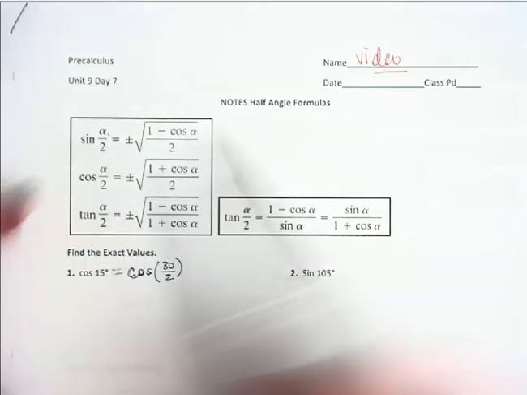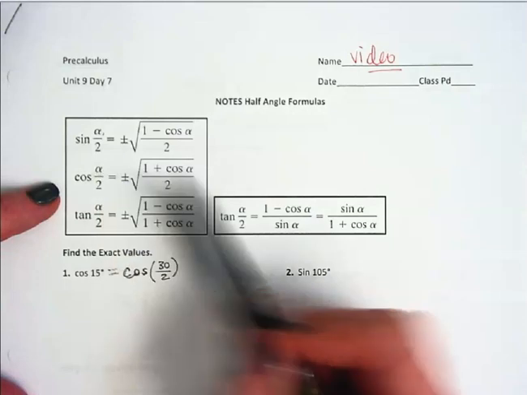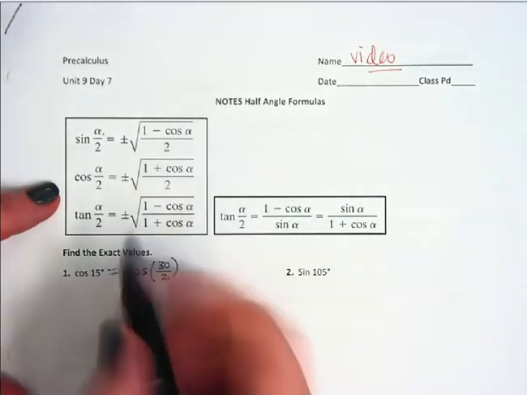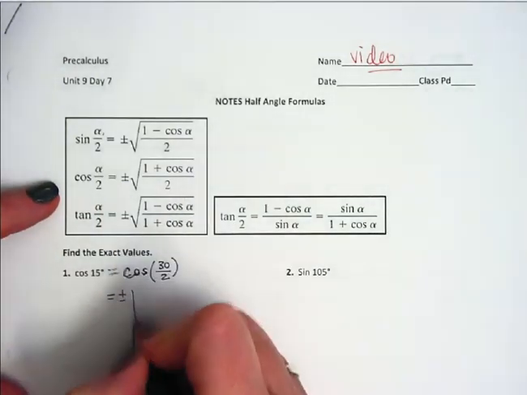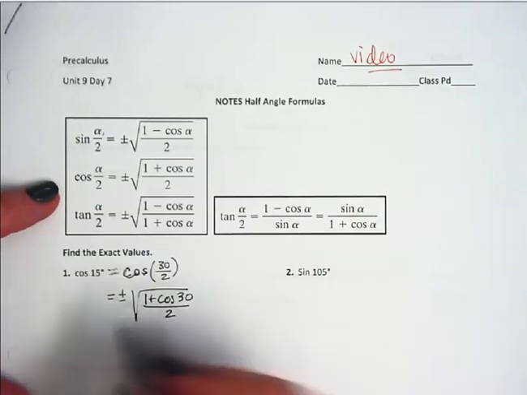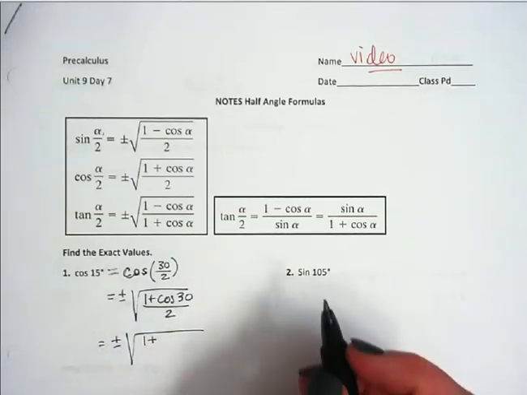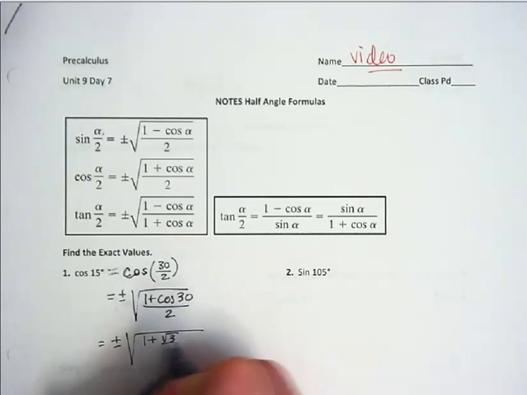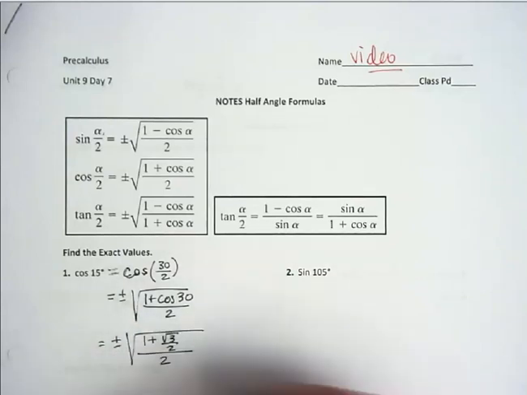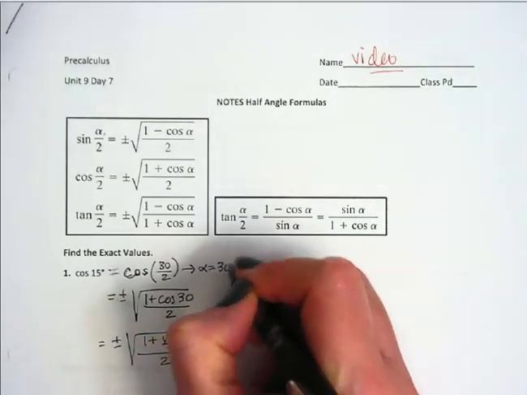So I'm going to go to this cosine formula, and everywhere I see an alpha, I'm going to substitute in 30. So this becomes plus or minus the square root of 1 plus cosine of 30 over 2. So I go to my unit circle, and I determine that cosine of 30 is rad 3 over 2. And then this is all over 2. Oh, and I wanted to write up here that alpha is 30.